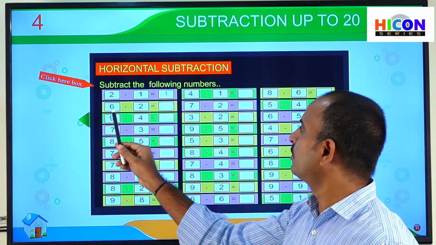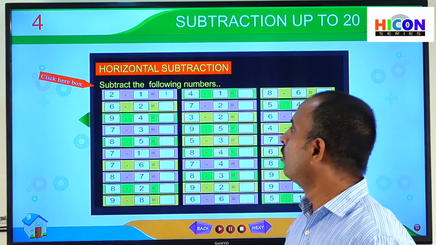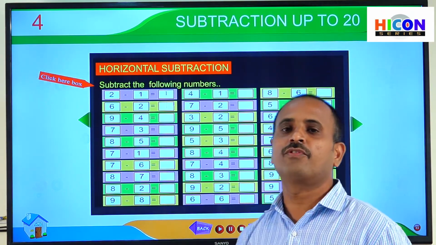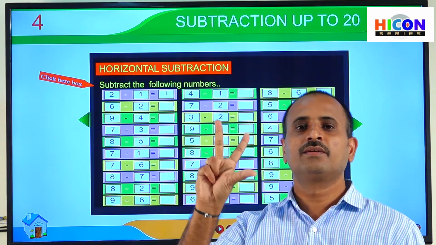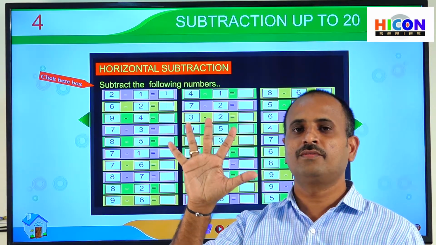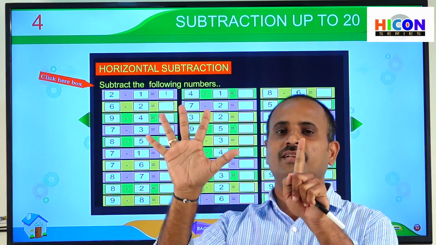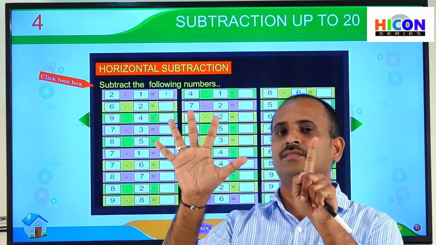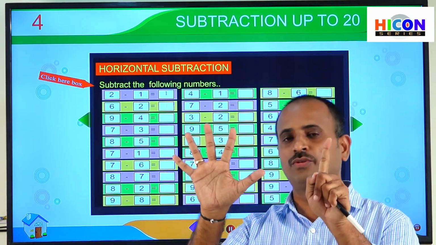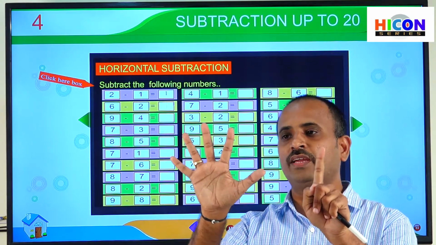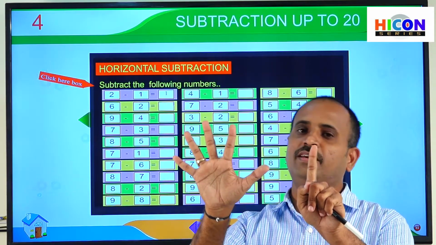So what is the first number here? 6. So open 6 fingers of your hand. So that is 1, 2, 3, 4, 5 and 6. So children, these are the 6 fingers. So next, what is the second number here? The second number is 2. So close 2 fingers from these 6 fingers.